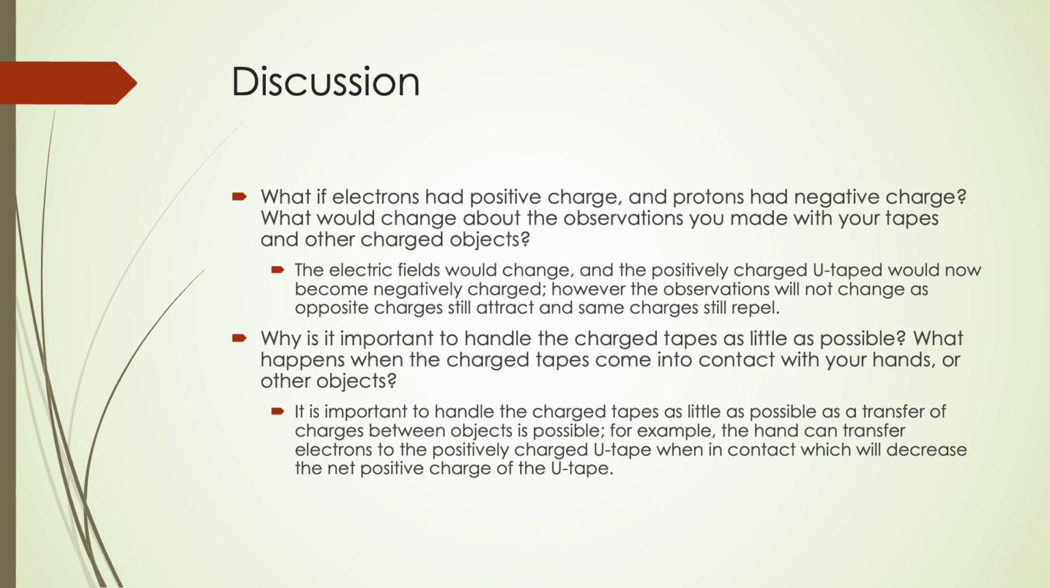So our first topic of discussion is, what if the electrons had a positive charge and protons a negative charge? What would change about the observations you made about your tapes and other charged objects? And mostly the observation would have been the same, as the interactions would be the same even with the signs of the charges switching, since opposite charges will attract and the same charges will still repel.